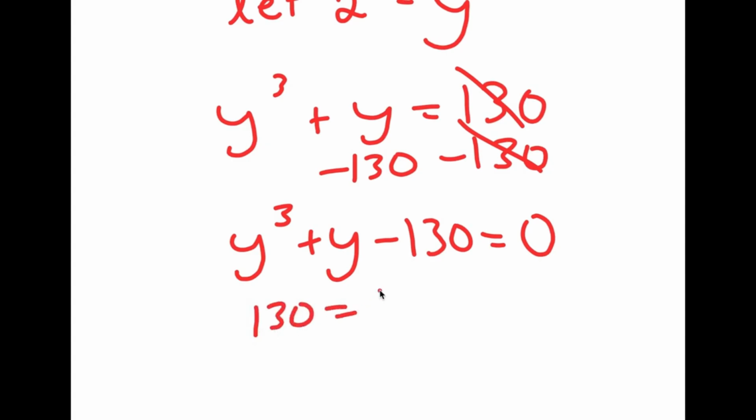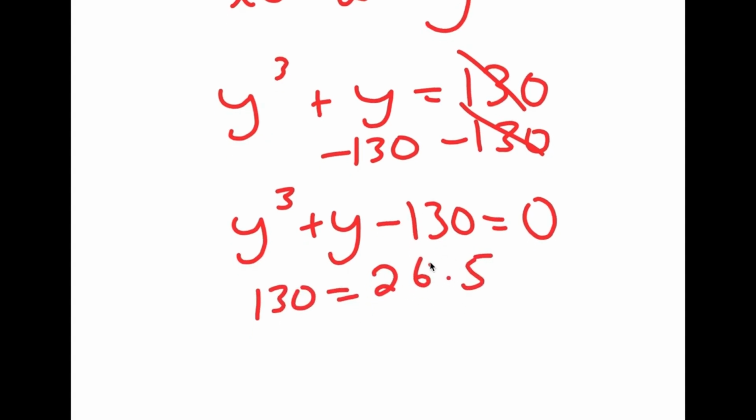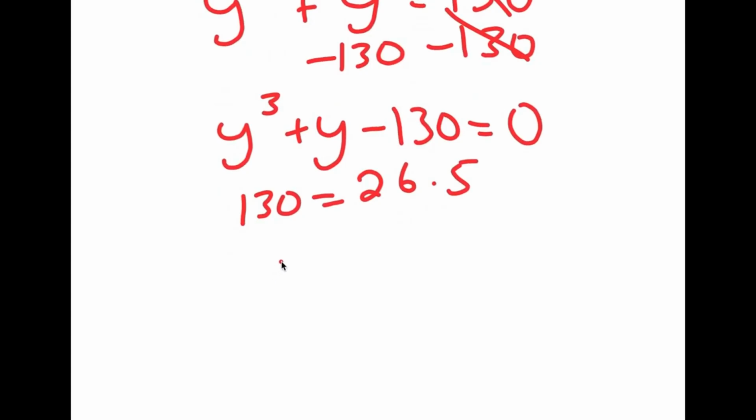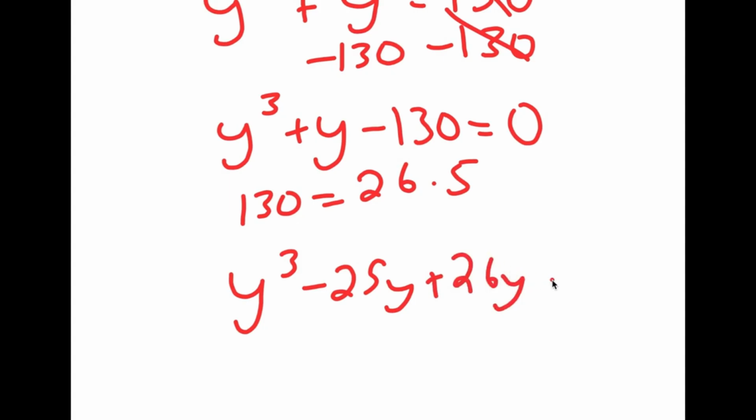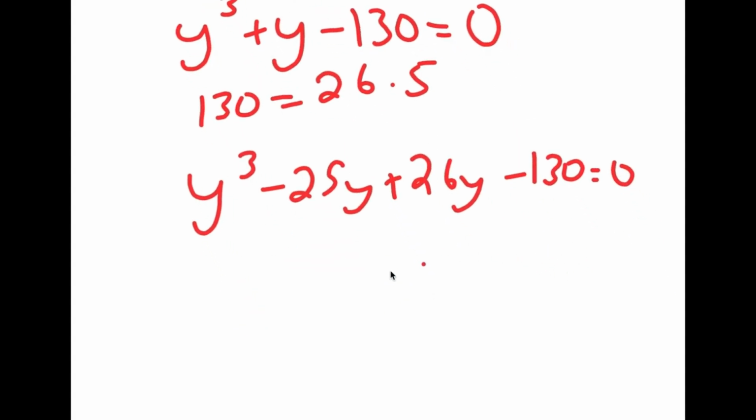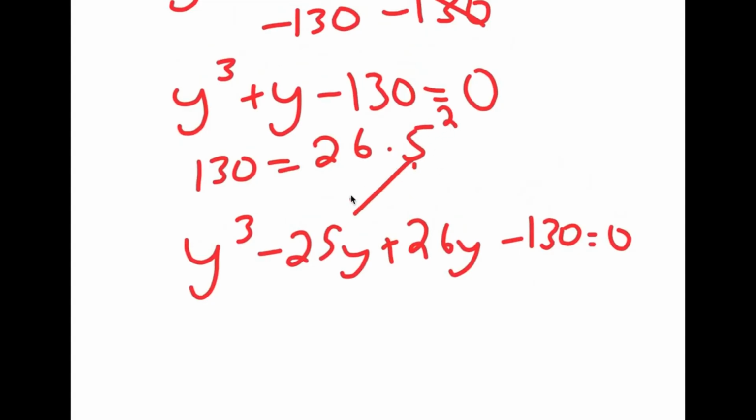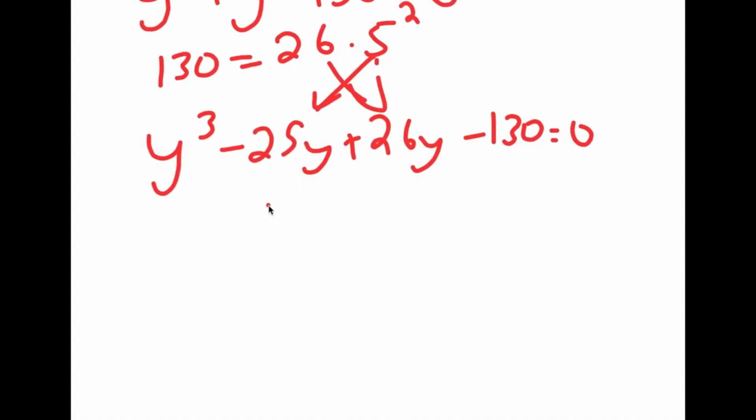Now 130 is the same thing as 26 times 5. So I'm going to rewrite this as y to the power of 3 minus 25y plus 26y minus 130 is equal to 0, because 5 squared is 25, and 26 goes over here, and negative 25y plus 26y is equal to y. Now, this gets me to factoring out by grouping.